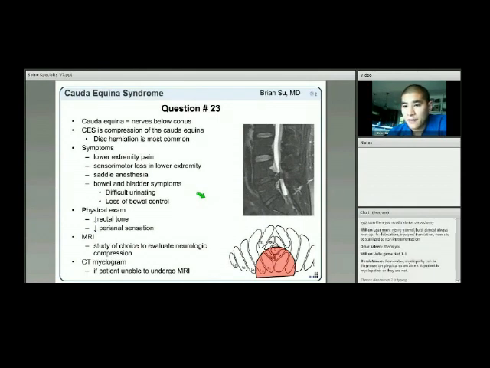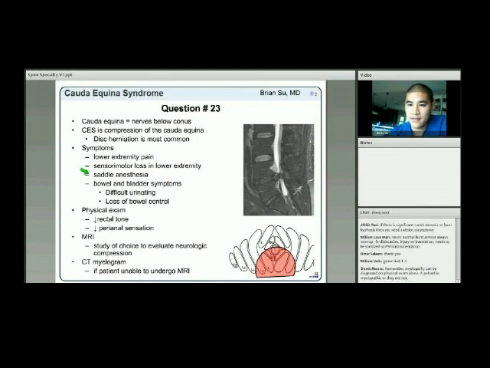Lower extremity pain, sensory motor loss in the lower extremity, and as Bill presented, both of these can happen with a radiculopathy as well. You really focus on saddle anesthesia, which is numbness towards the buttock, and this is the big one, bowel and bladder symptoms. They are probably going to tell you that a patient has difficulty urinating and they have loss of bowel control. So look for those key things, bowel, bladder control. When you do a physical exam, there's decreased rectal tone, decreased perianal sensation.